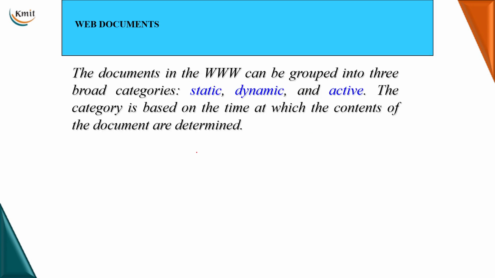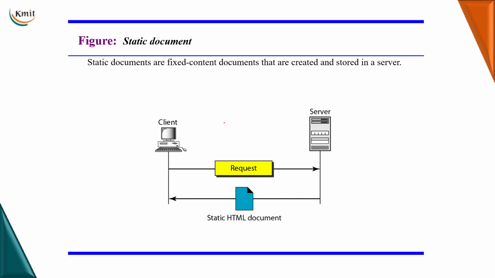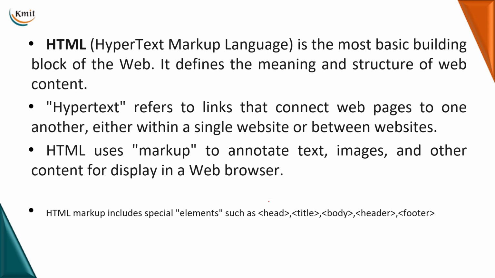Then coming on to the web documents or web pages that the clients are requesting from the server. These web documents or web pages can be grouped into three broad categories: static pages, dynamic pages and active pages. What do you mean by static documents? Static documents are fixed content documents that are created and stored in the server. They are already there, they are fixed, they are created. Whenever the client requests that particular web page, that page is given as a response to the client. We also call it a static HTML document. Now the document which we are getting is called an HTML document.